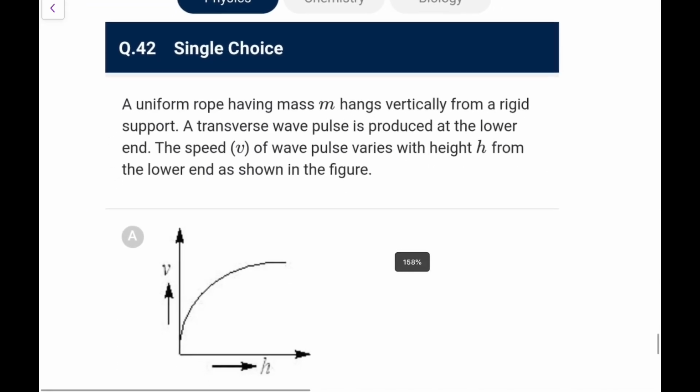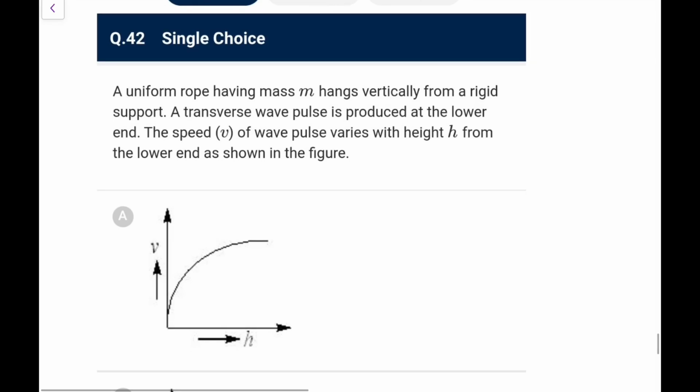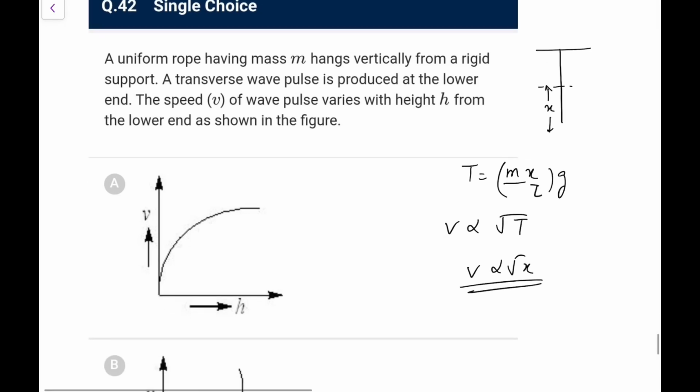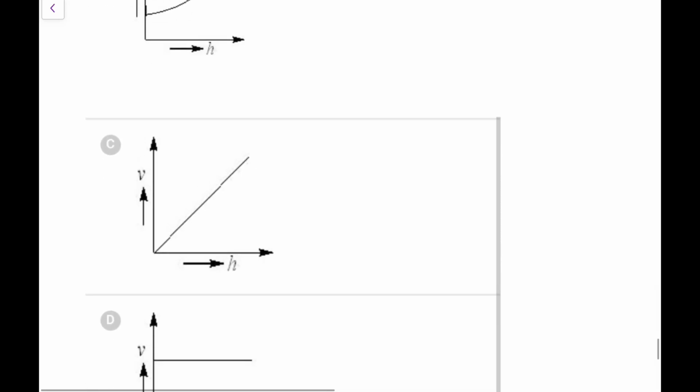Next one. Uniform rope having mass m hangs vertically from a rigid support. A transverse wave pulse is produced at the lower end, the speed of the wave pulse with height h. So what happens here, you just see, at any distance x from above, the tension first of all I'll calculate would be equal to m x by L into g. That would be the tension, because that is the mass it has to support. So velocity is proportional to root T, so velocity is proportional to root x. So as the height increases the velocity will increase, and root x, that for option A will be the only curve out of the given options.